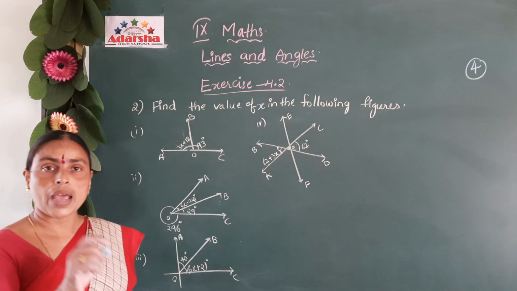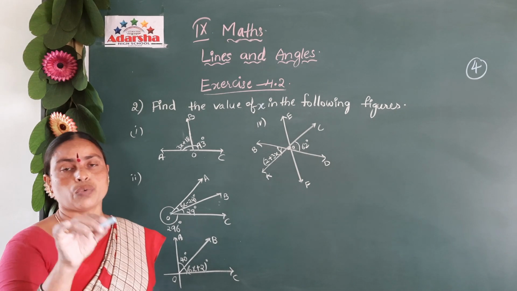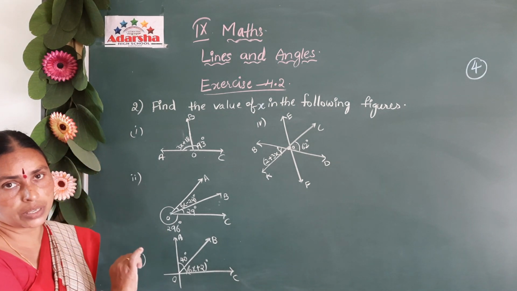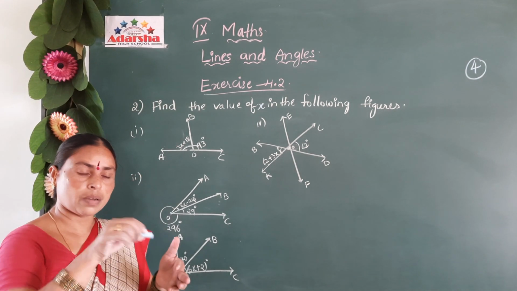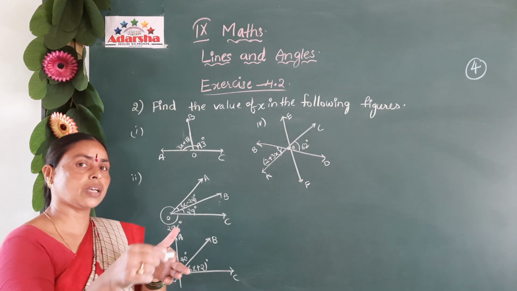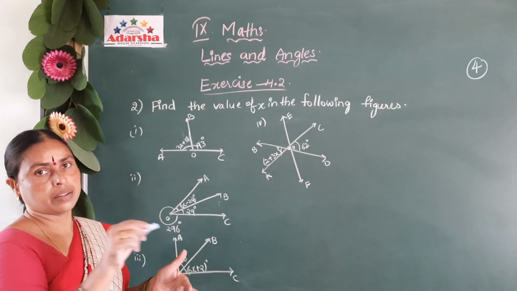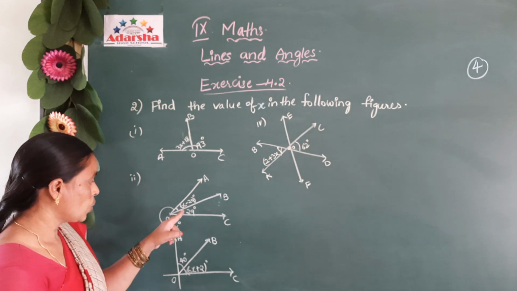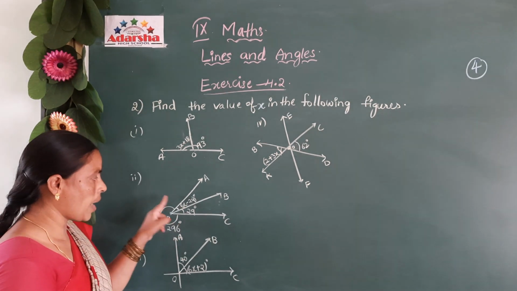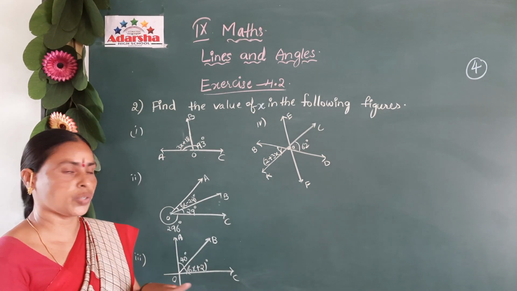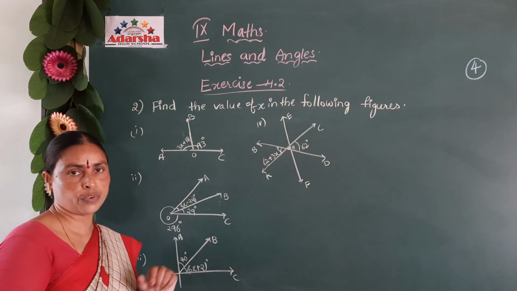What we know? The angle at a point is equal to 360 degrees. The complete angle measure, the angle making at a point, is equal to 360 degrees. So by adding all these angles and equating to 360 degrees, we get the value of x.